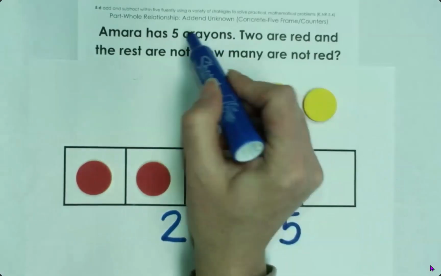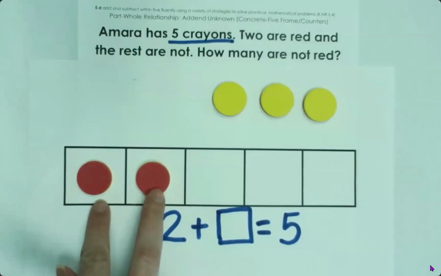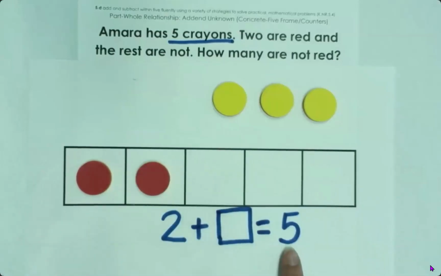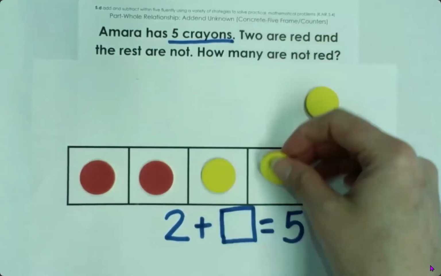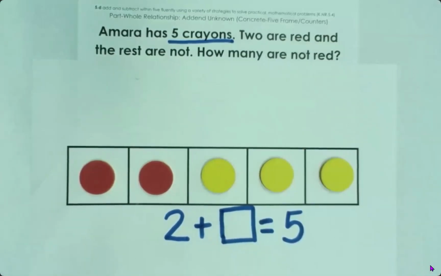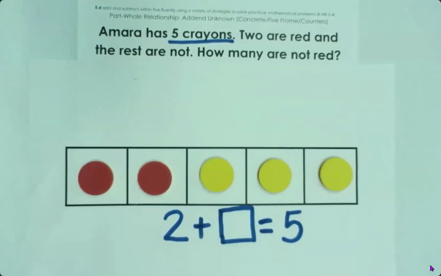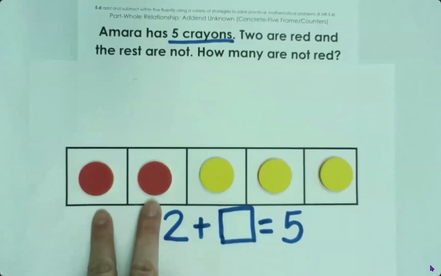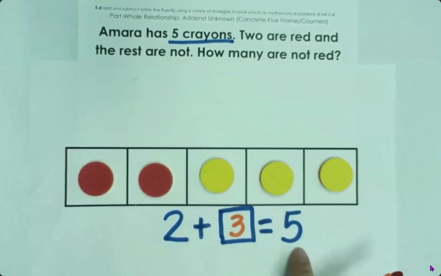I can see that in my first sentence. Amara has 5 crayons. 2 are red, which I've modeled that. The rest, so I know because I have 5, I'm going to fill in the rest of this 5 frame, are not red. How many are not red? So now I'm going to move Amara's other crayons down into my 5 frame, and I can show students how many are not red. I see 1, 2, 3. 3 crayons are not red. So I know that 2 plus 3 is the same as 5.